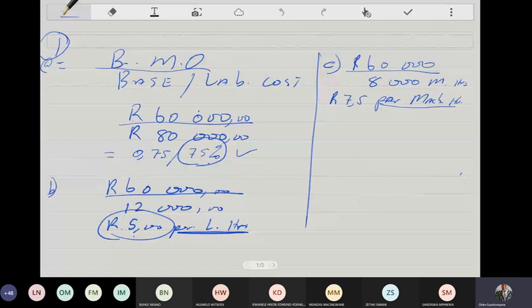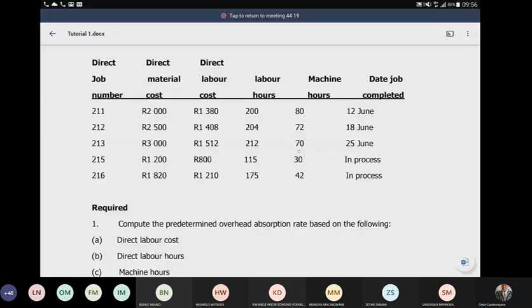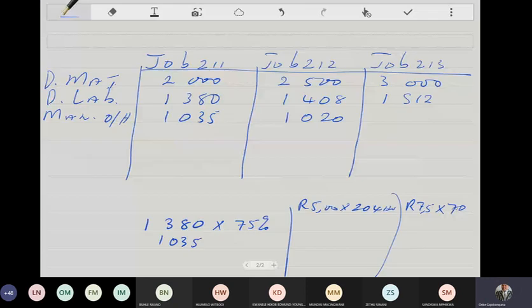So you could see that this needs you guys to be alert. So we go to the machine hours of job 213. Here is our machine hours. We've got 70 as our machine hours. Go in there, times then by your 70. Your 7.50 by 70 gives us 525.